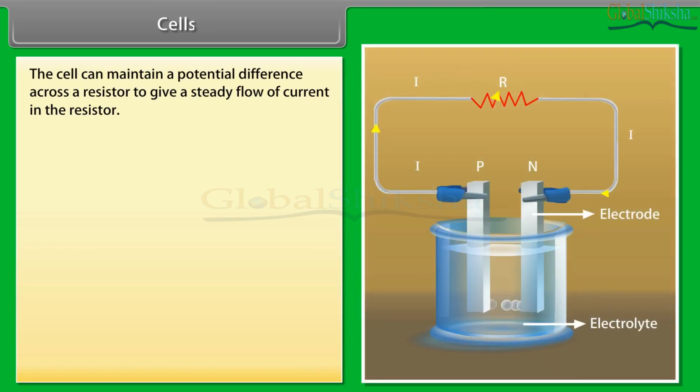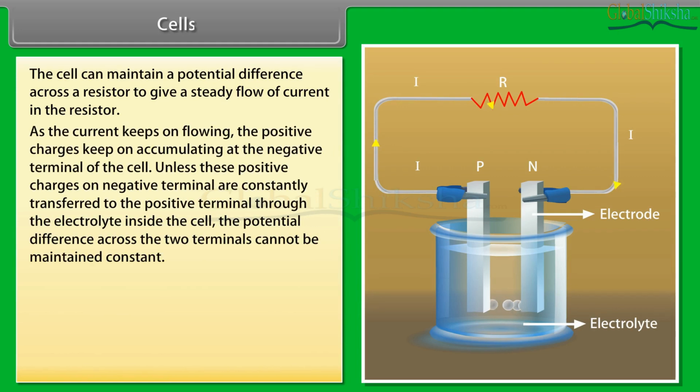Cells. The cell can maintain a potential difference across a resistor to give a steady flow of current in the resistor. As the current keeps on flowing, the positive charges keep on accumulating at the negative terminal of the cell. Unless these positive charges on the negative terminal are constantly transferred to the positive terminal through the electrolyte inside the cell, the potential difference across the two terminals cannot be maintained constant.